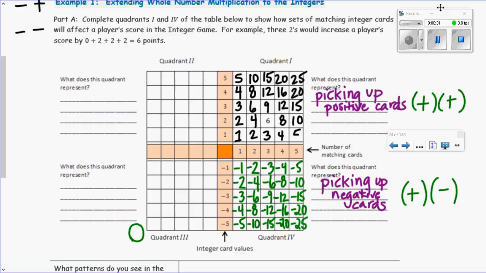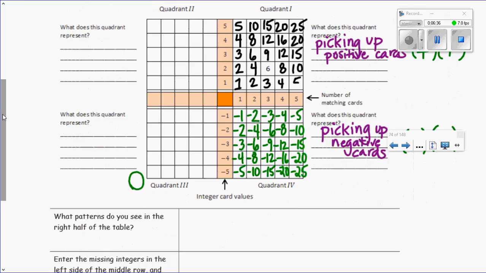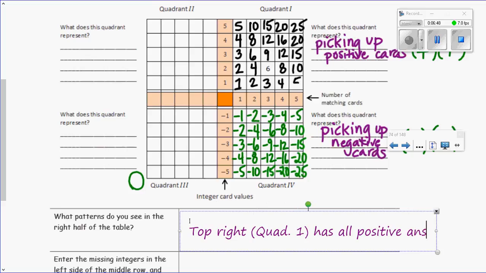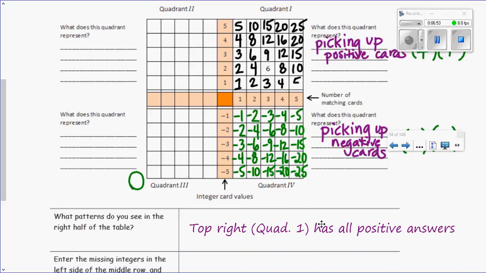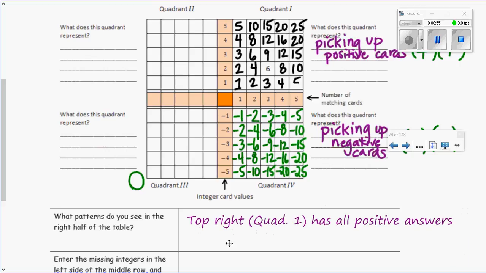We don't want to do quadrants 2 or 3 yet. What patterns do you see in the right half of the table? So what patterns do you see? Well, we notice that the top right, quadrant 1, has all positive answers. And then staying with that, we notice that quadrant 4, the bottom right, has all negative answers.